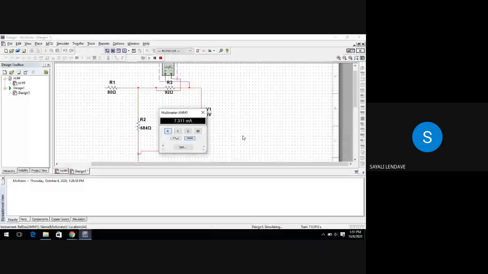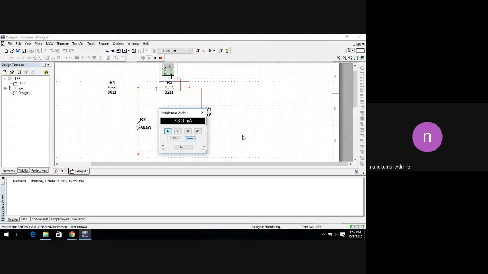V1 by I1. Very good. So we know the value of V1, we know the value of I1. So V1 divided by I1. What is the value of V1? 5 volt. Very good. What is the value of I1? 61.658 milliampere. So put the values of V1 and I1, and we can get H11.